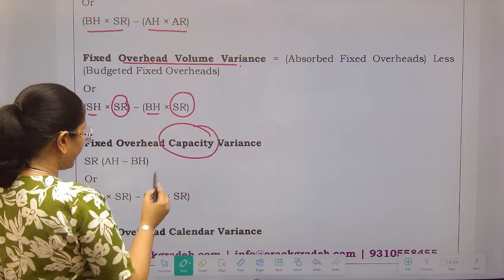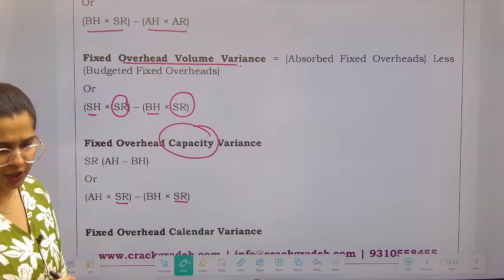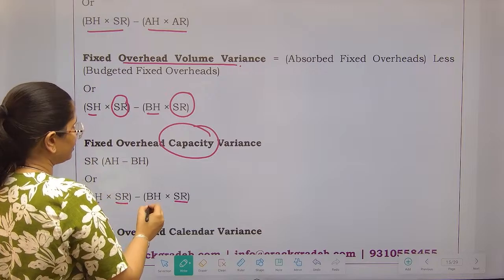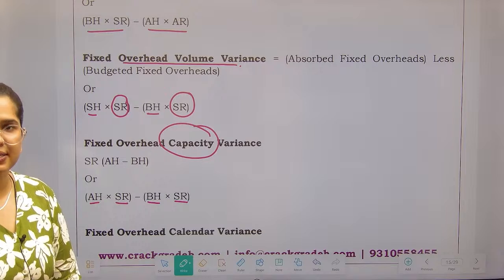Capacity variance में again standard rate is going to be my foundation. Standard rate मेरा foundation होगा. And then I want to compare what are my actual hours and what were my budgeted hours, right? So this is going to tell me my capacity variance.